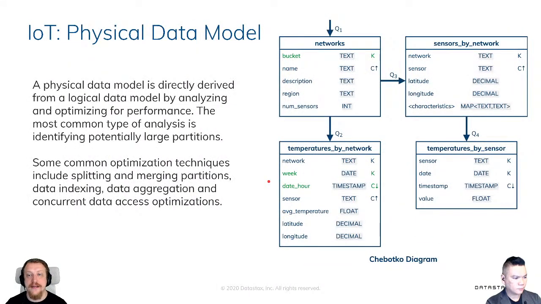And finally, we proceed to the physical data model, which already defines our tables. So that's the physical data model Chebotko diagram, and we have some nice optimizations here, and that's the final result we want to reach. There are some optimizations to discuss.